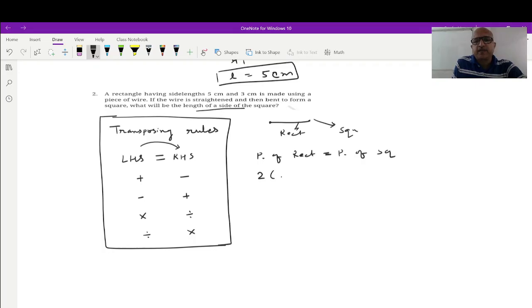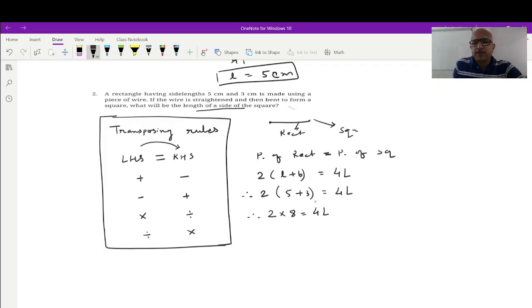Now here, let's say 2 in a bracket (L plus B). This is the perimeter for the rectangle, and the perimeter of the square is 4 into L, the side. Both can be different, so I'm taking a different variable for the length. Now what are the dimensions? Here the length is 5 and the breadth is 3, and we need to find the length of the side of the square. We need to solve the bracket first according to BODMAS. So 5 plus 3, 8, is equal to 4L.